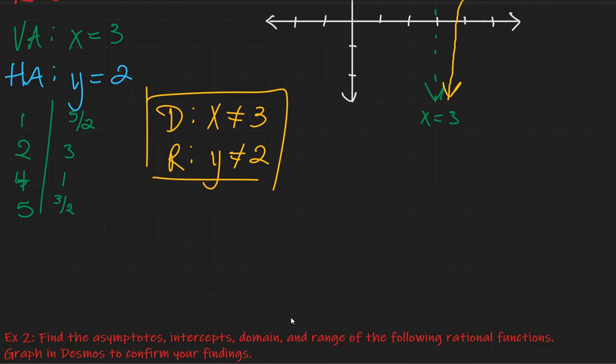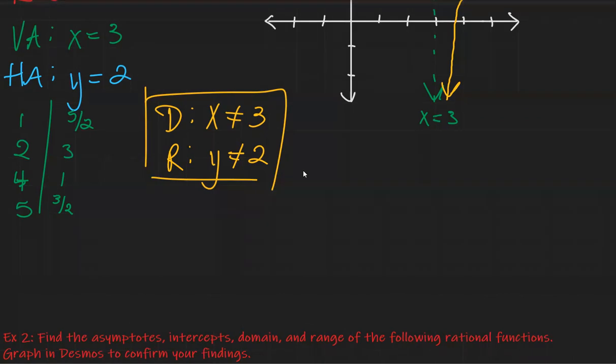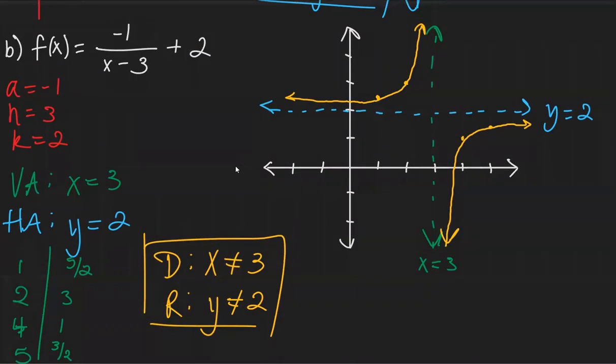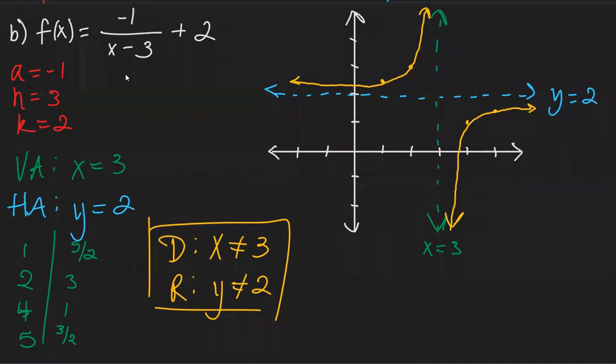We'll go ahead and talk about these simple rational functions. We're able to make them look a little different. We mentioned earlier that our rational function in general looks like p of x over q of x, right? It looks like one fraction. Although this doesn't look like it, we can make it look like it. Let's see how. So we have -1 over x minus 3 plus 2.